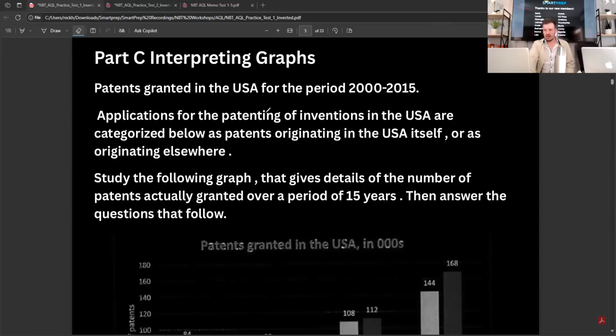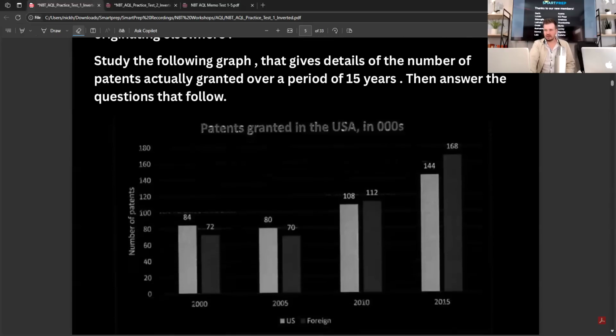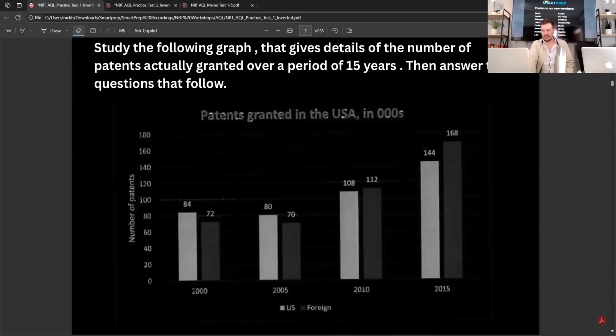So here we have patents granted in the USA for the period 2000 to 2015. Applications for patenting of inventions in the USA are categorized as patents originating in the USA itself or as originating from elsewhere. So in other words, outside of the USA. They want you to study the graph and then answer the questions that follow.